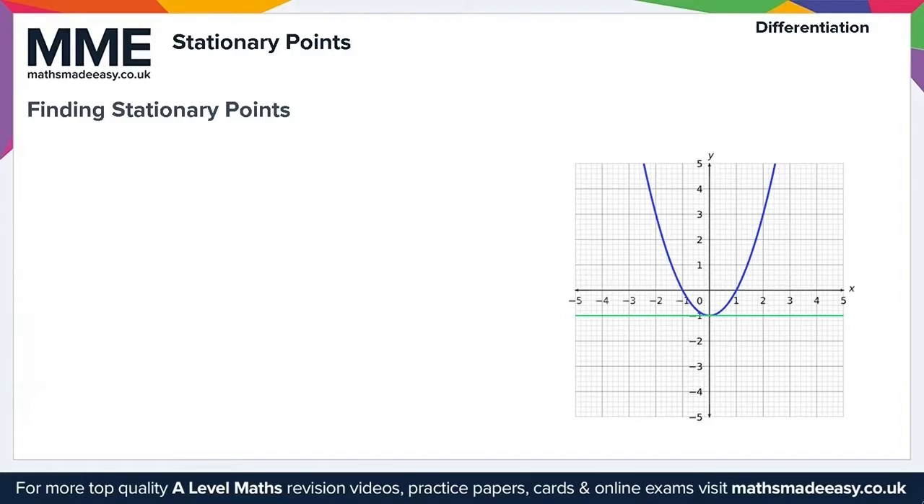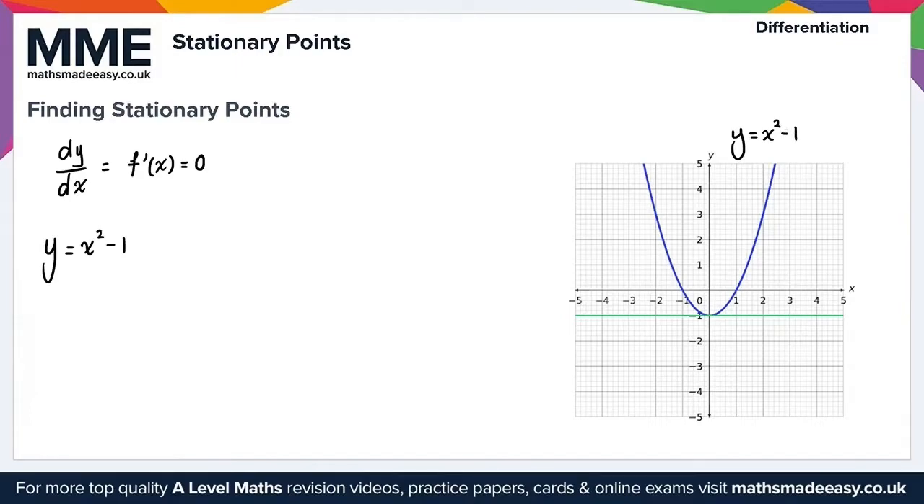So to find a point where the gradient is 0, we need to set dy by dx, which is equal to f prime of x, equal to 0. Let's say we've got a nice easy function: y equals x squared minus 1. And this is a sketch of it here.